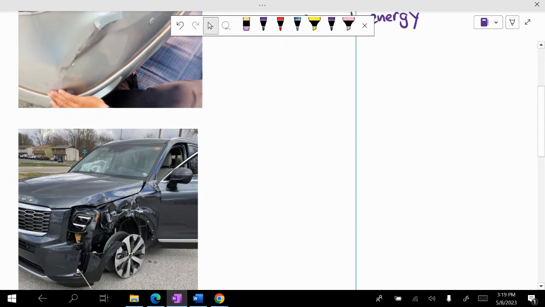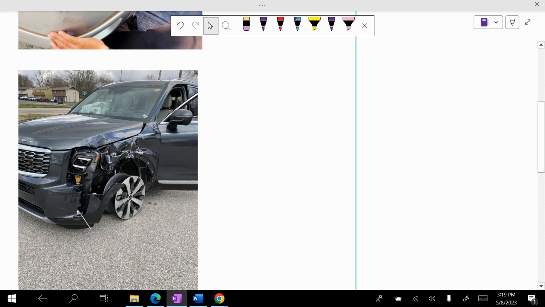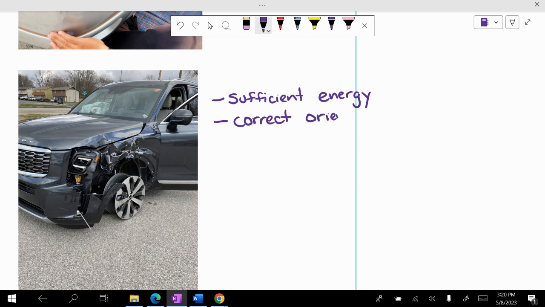This next picture I have, you can see a lot more damage is done. We have sufficient energy. You can see the airbag has been deployed, so there's sufficient energy in this collision and correct orientation. So this would be what we would call an effective collision.